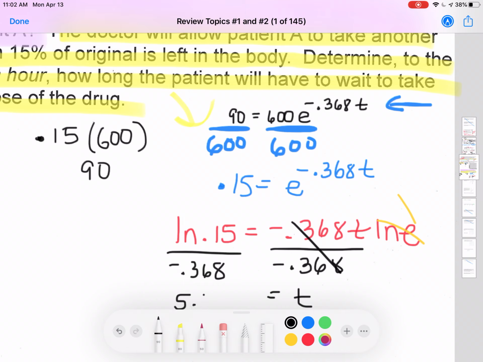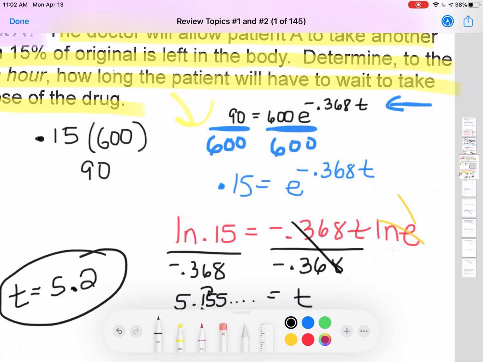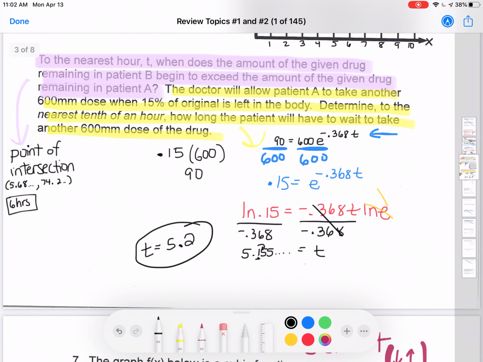Okay, so 5.155, blah, blah, blah. We're rounding to the nearest tenth, so for my answer I look one place to the right. If it's 5 or greater, it pushes it up. So 5.2 hours. Alrighty, that was number 6. We've got 2 left here for review topics 1.